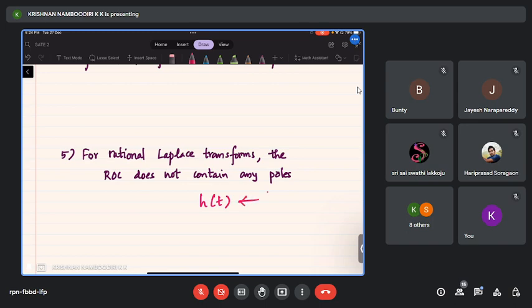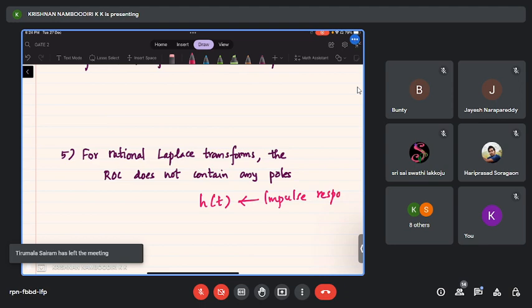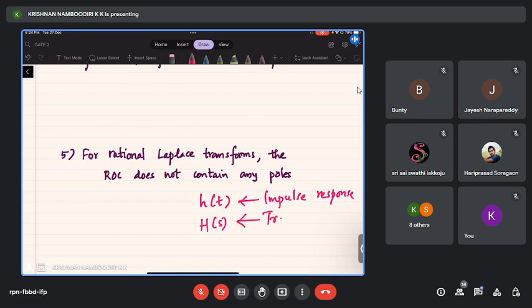Impulse response of an LTI system. If I take the Laplace transform of h of t, say I will denote it with h of s. This is known as the transfer function of the system. Now the property says that for rational Laplace transforms, the ROC does not contain any poles.